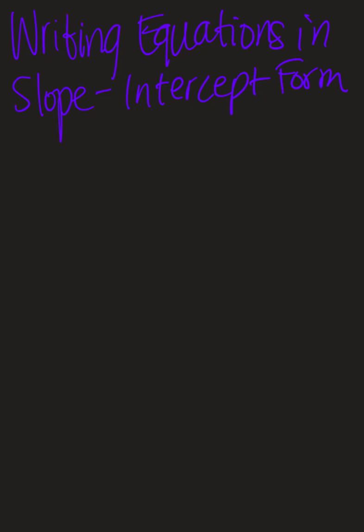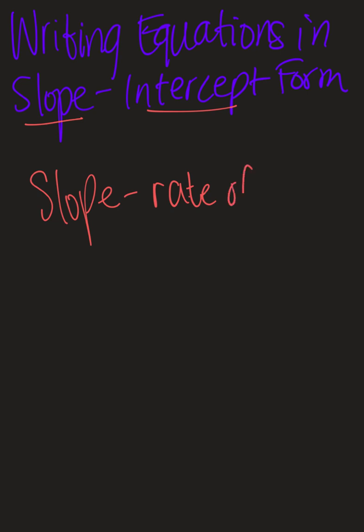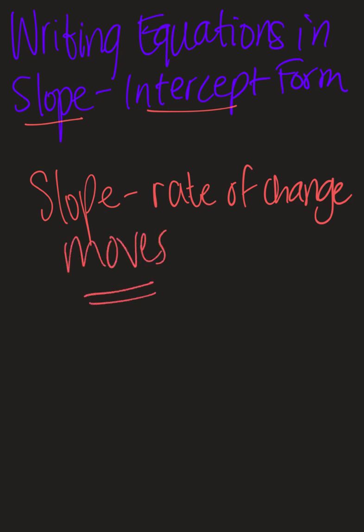In this video, we will talk about writing equations in slope-intercept form. Now, there are two components to discuss about this, of course. We have the slope and we have the intercept. A slope, another word for that is rate of change, which we talked about in previous lessons. And it discusses how the line moves. Notice that M there for moves.